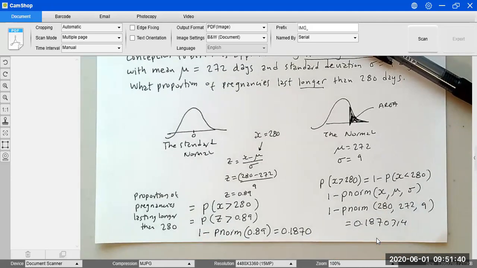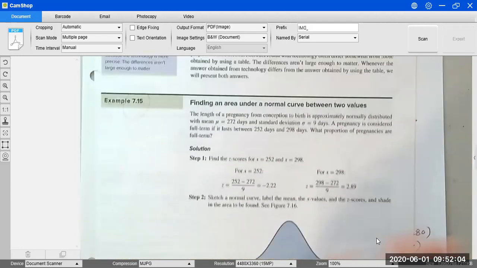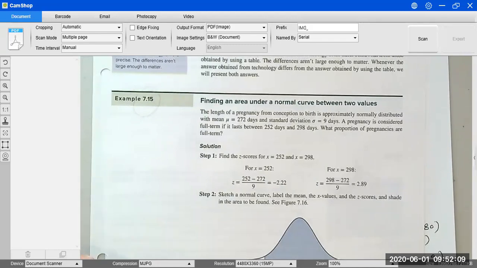So now we're gonna work another problem. We're gonna work example 7.15. So problem 7.15 is on page 311. So let's see. Problem 7.15. So we have now, we're going to be given two values now.